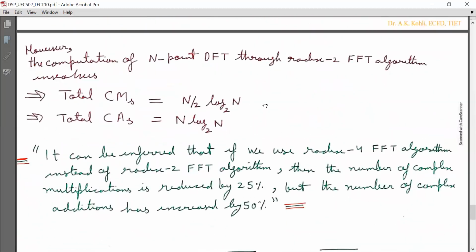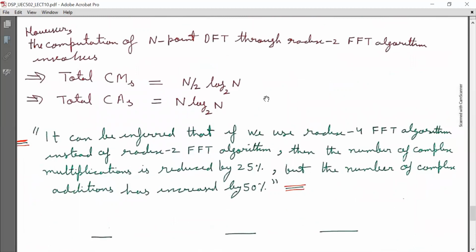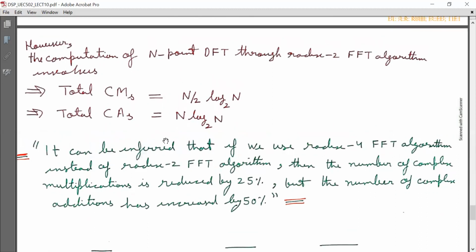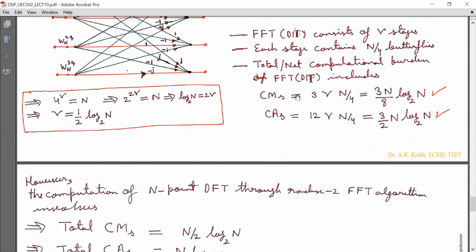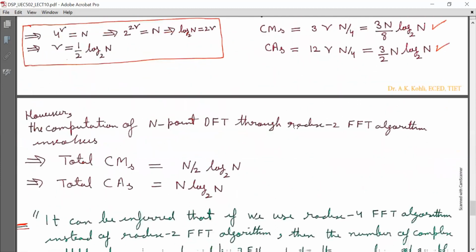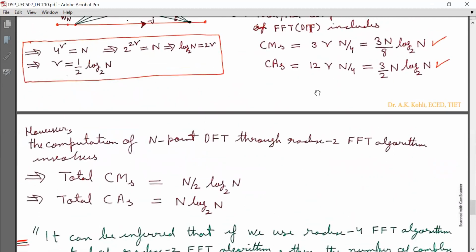Now, going back to the radix 2 FFT algorithm, which we have done in the last lecture, we have found that the computation of N-point DFT through radix 2 FFT algorithm involves total number of complex multiplications equal to N/2 log2 N, and total number of complex additions equal to N log2 N. But total number of multiplications in radix 4 are 3N/8 log2 N, and complex additions are 3/2 N log2 N. Comparing both results, this is for radix 4, this is for radix 2.